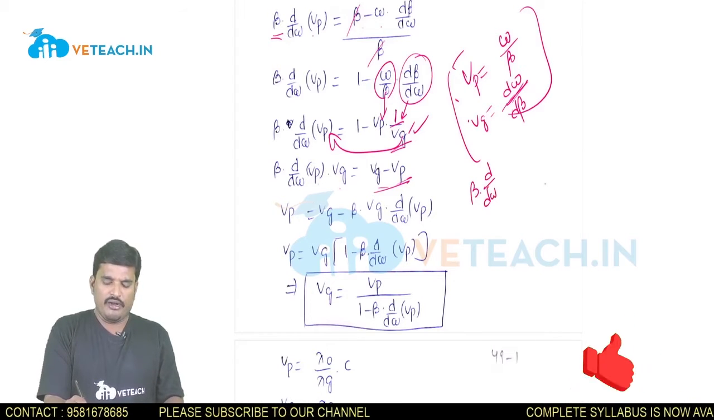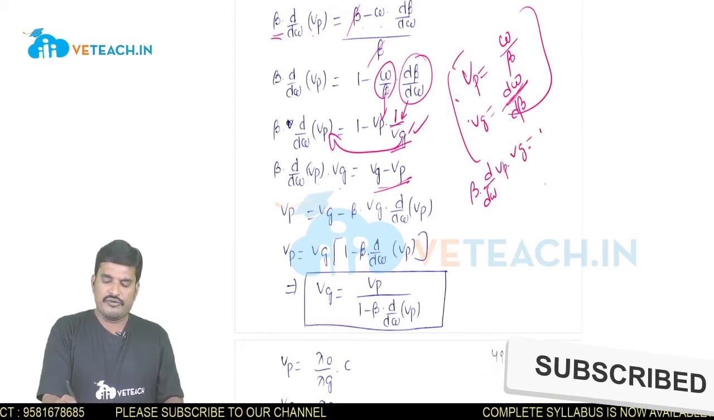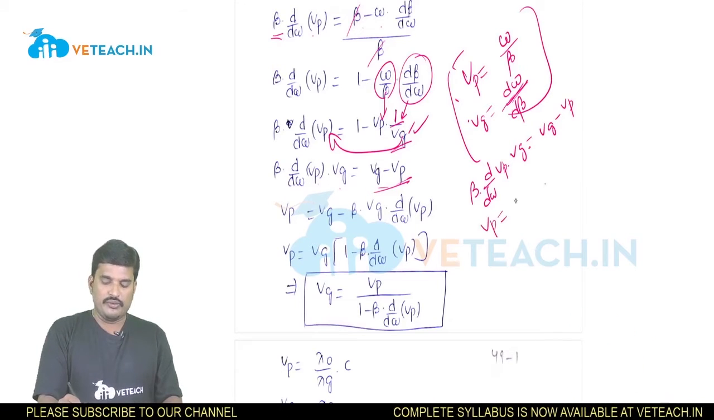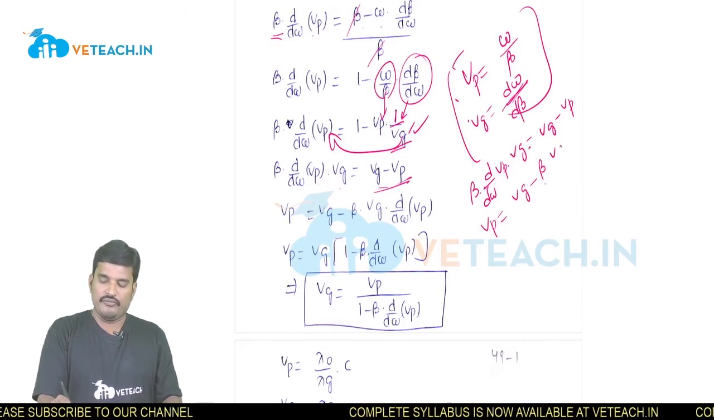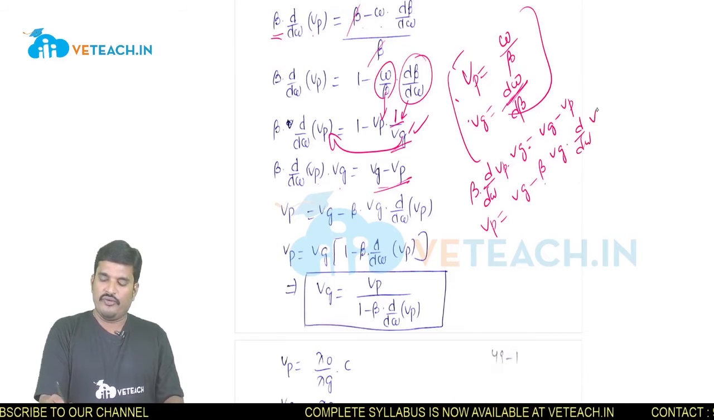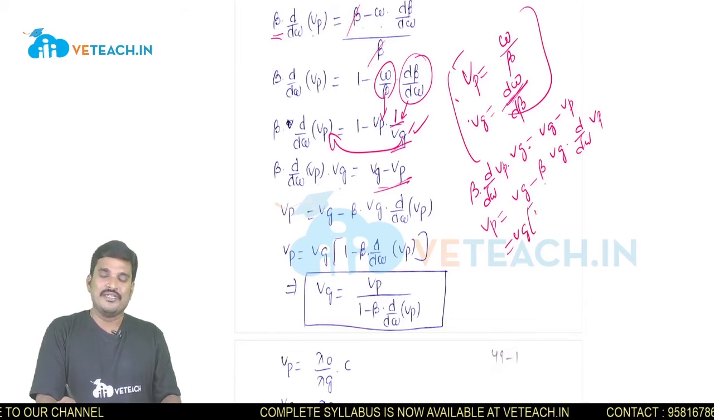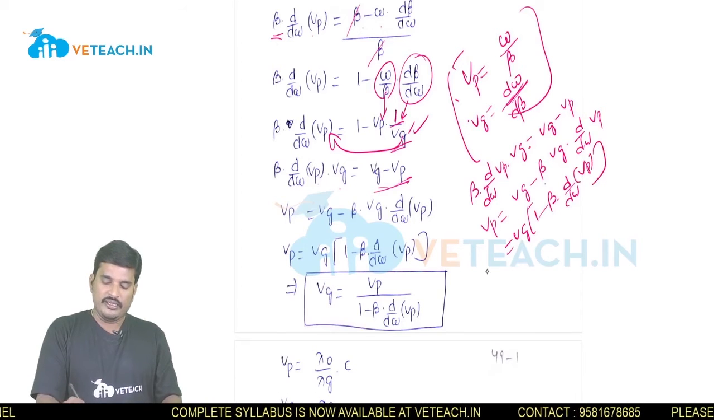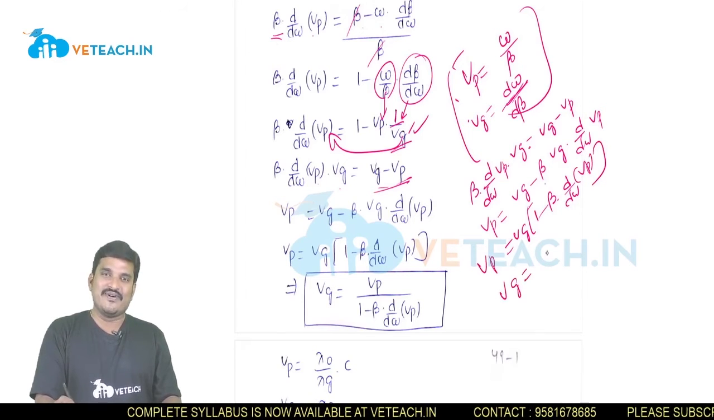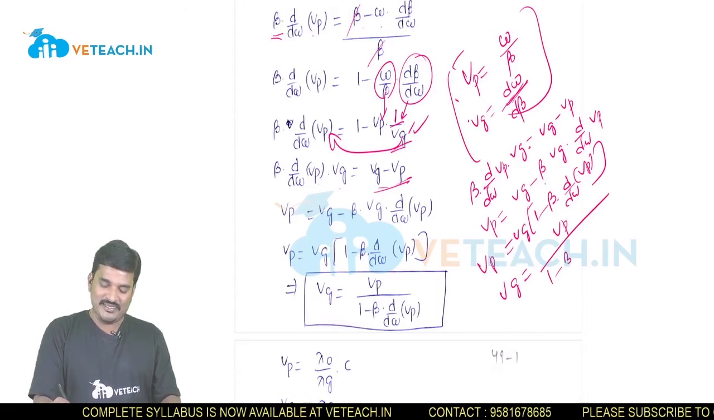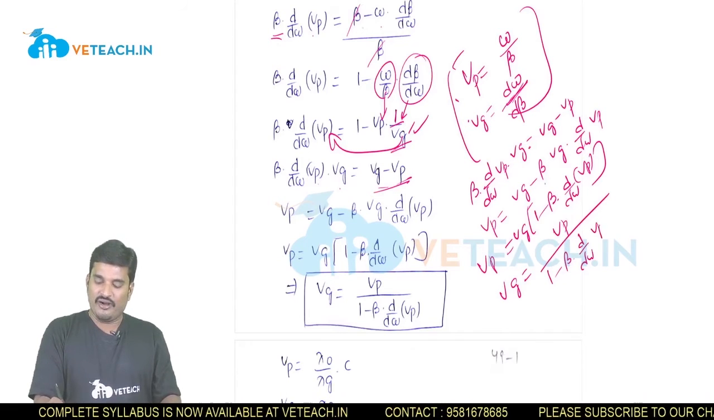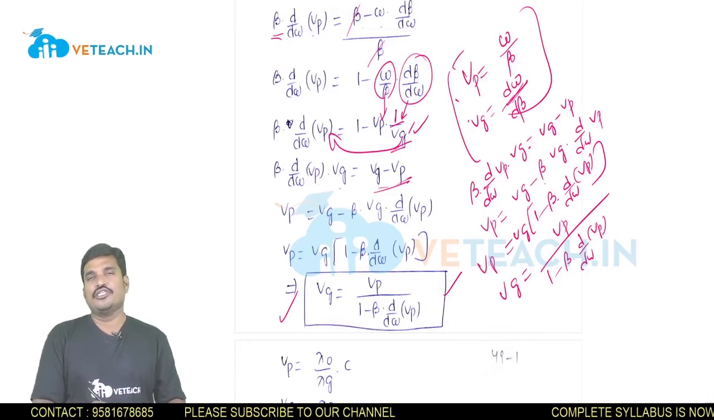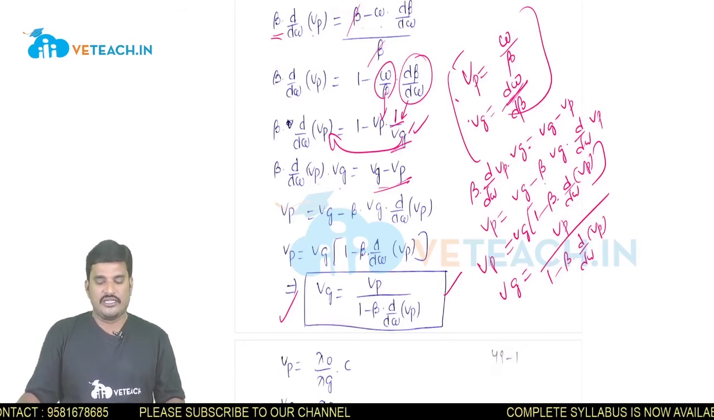d by d omega of Vp into Vg is equal to Vg minus Vp, or Vp is equal to Vg minus beta into Vg of d by d omega of Vp. Take Vg as common: it is 1 minus beta into d by d omega of Vp. That is, finally I got Vg is equal to Vp by 1 minus beta into d by d omega of Vp.